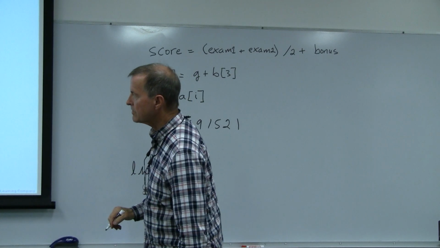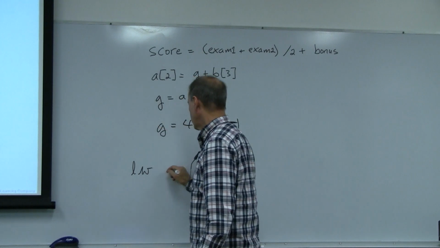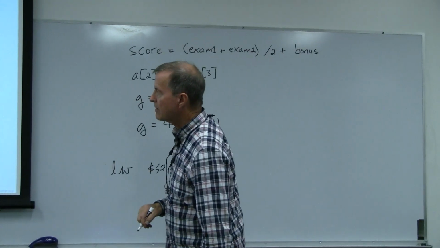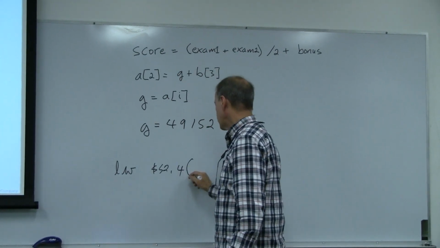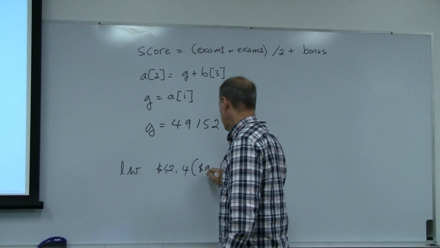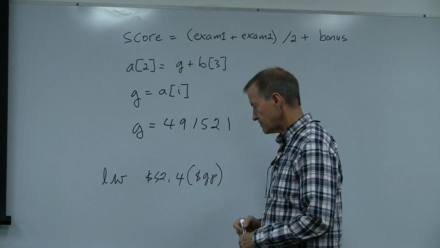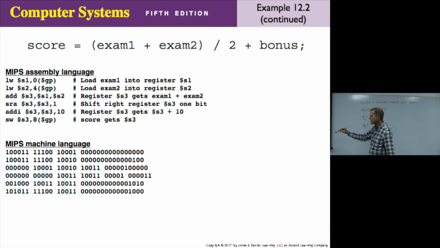Let's do the second one. LW $S2, 4($GP). $GP, global pointer. So that's the second one, the second row of 1s and 0s, right there.